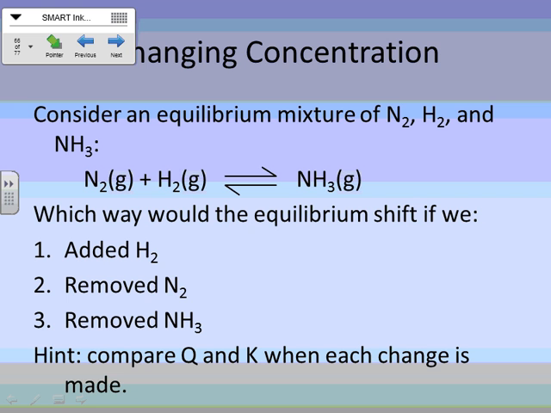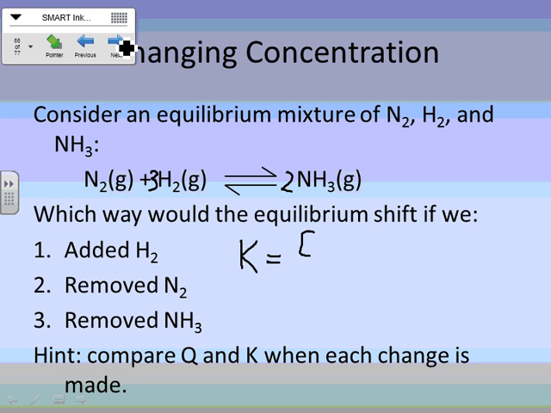So we want to know which way would the equilibrium shift if we added H2 to this reaction. Okay. So we don't really have any values for Q and K here, but we can kind of think about this a little bit if we write the equilibrium expression for this reaction. And the equilibrium expression here is going to be K equals, this is not balanced, by the way.